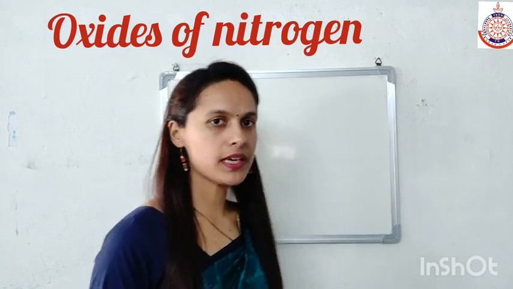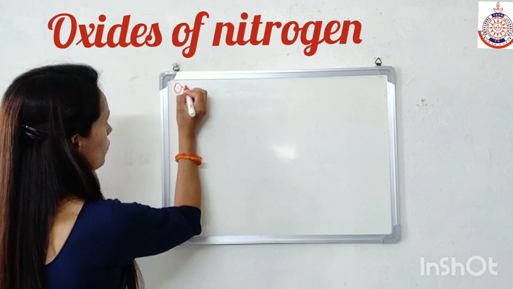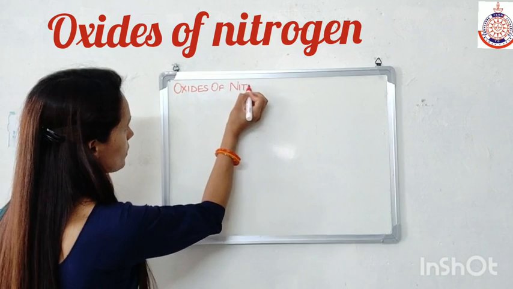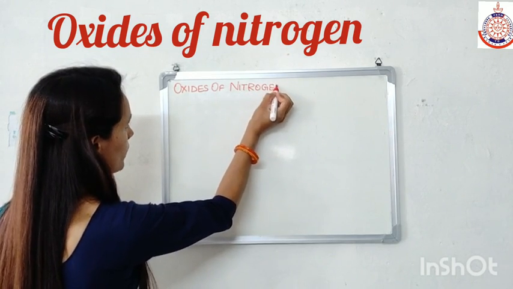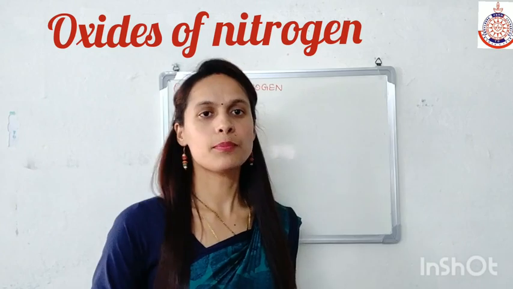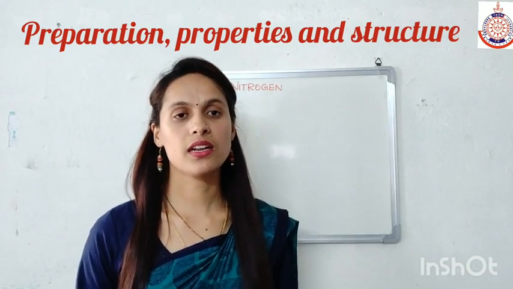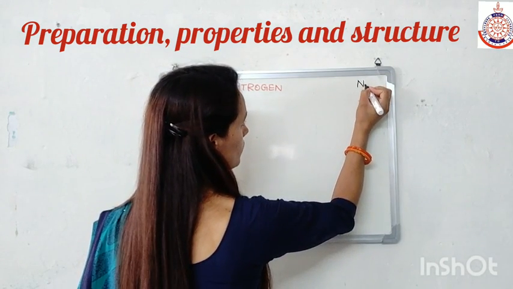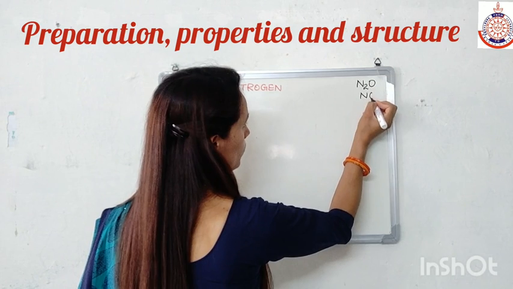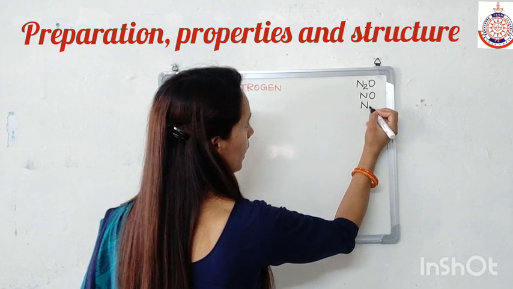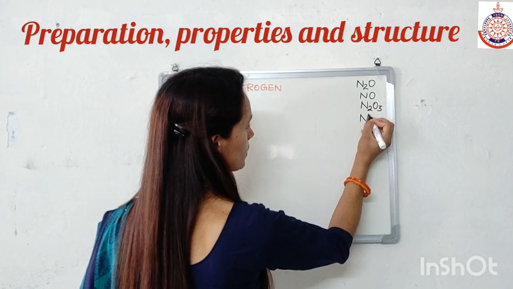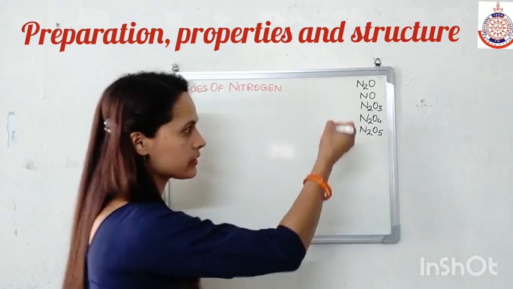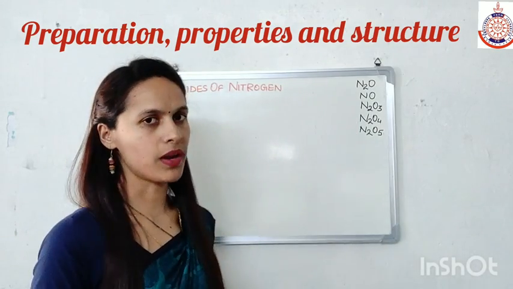So today our topic is oxides of nitrogen. We'll study the different oxides of nitrogen, how we can prepare those oxides, what are the properties of those oxides, what are the different structures of those oxides. Now we have 5 oxides of nitrogen. First one is N2O, second one is NO, third one is N2O3, fourth one is N2O4 and the fifth one is N2O5. Now we'll study these oxides one by one.